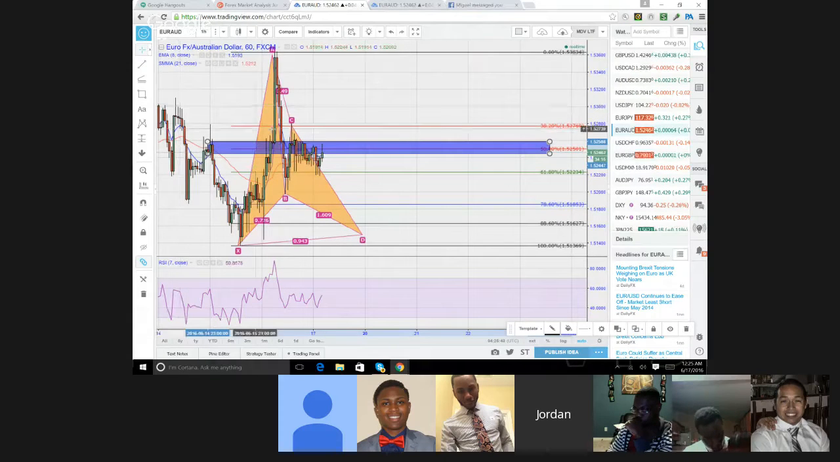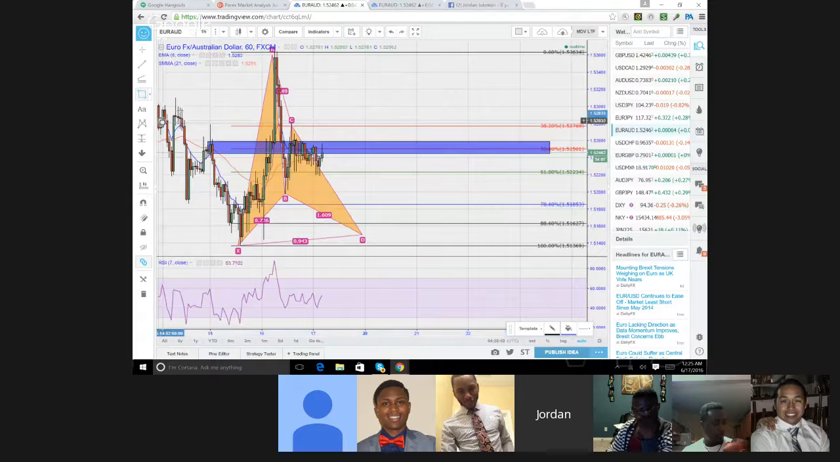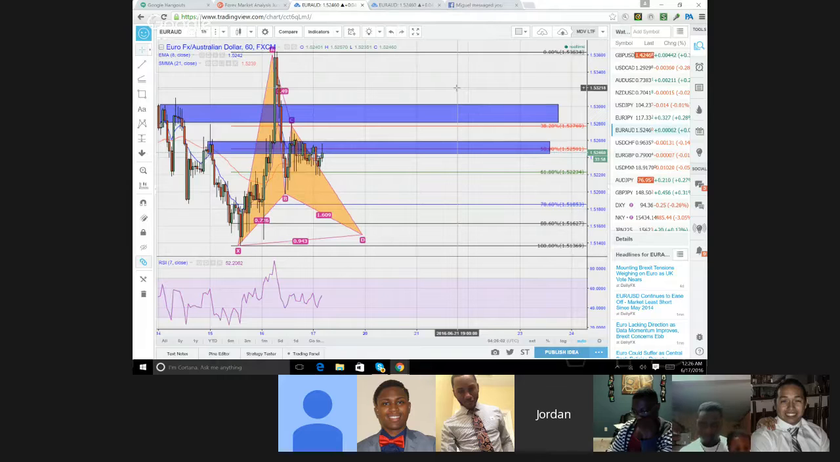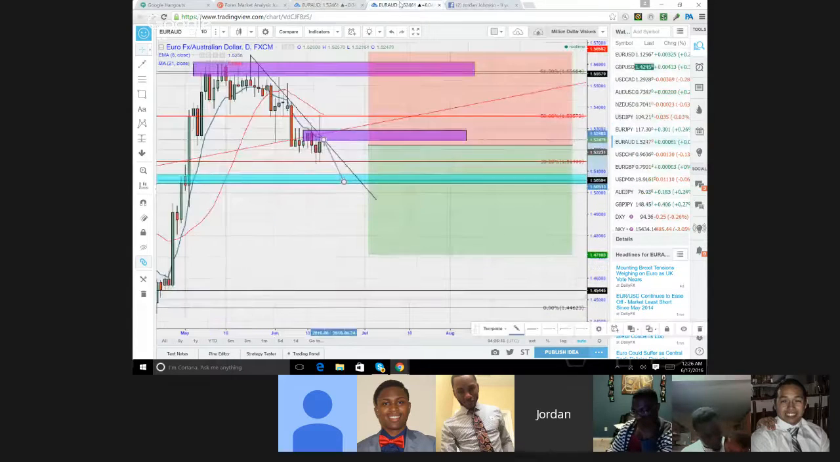So we'll see how price is reacting to this level. If price does pass that, we do have our C legs. If it passes this, we can draw some more good fibs up throughout in here. So probably just see how price reacts to these structure points. Any questions on Euro Aussie before I go to the next pair? Okay.